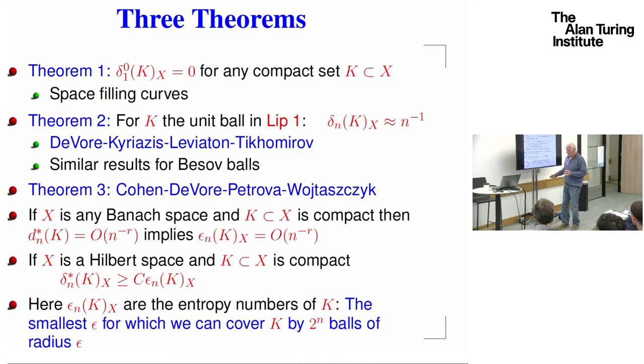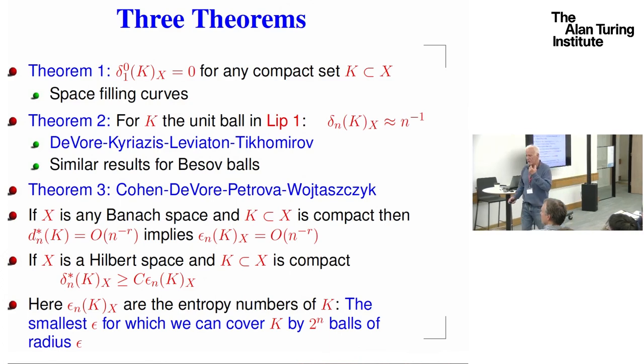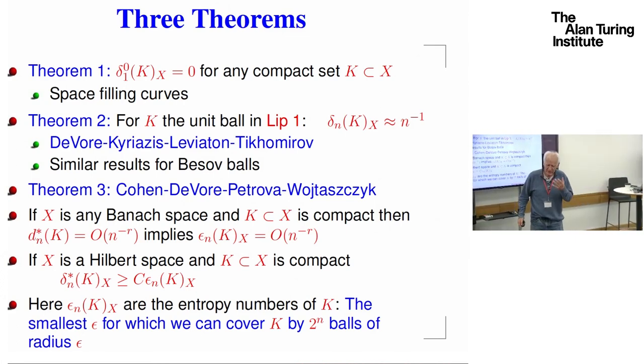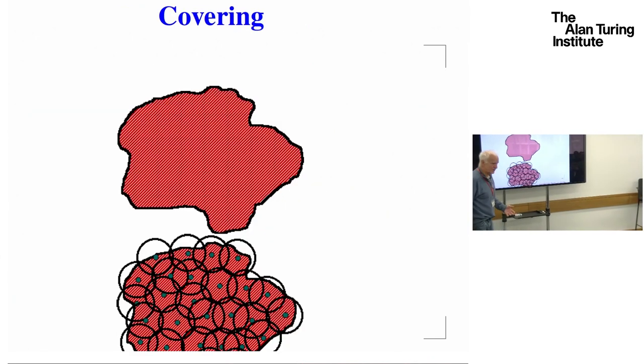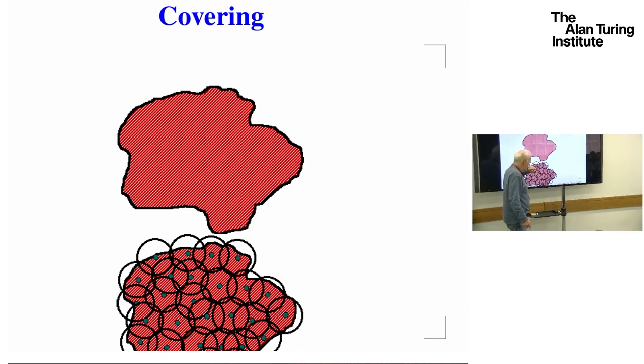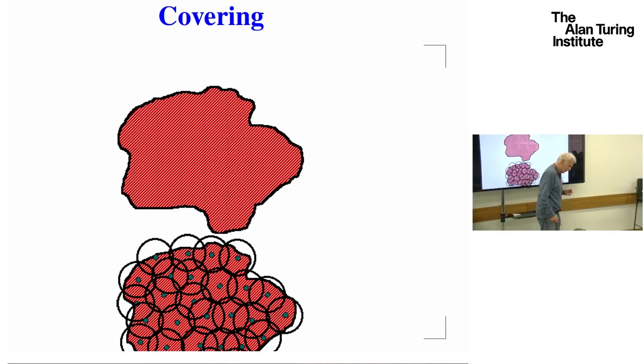So I'm going to tell you what the entropy numbers are. But the important thing is that the performance you're going to receive on K is exactly the same as the entropy numbers of K. OK, so what are the entropy numbers? This goes back to Kolmogorov entropy. It says if you take a compact set in some Banach space, and you want the entropy of it, take and fix an epsilon for the radius of balls and ask how many balls of radius epsilon will you need to cover this set. This is called the covering number.